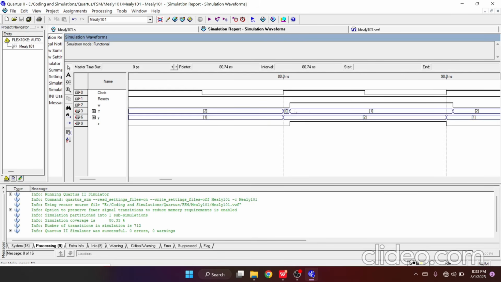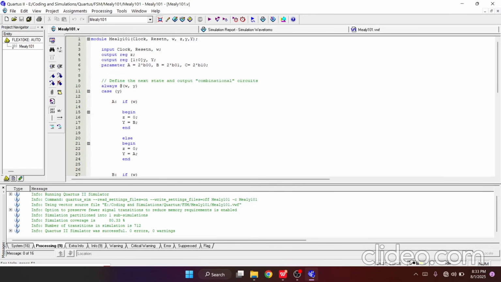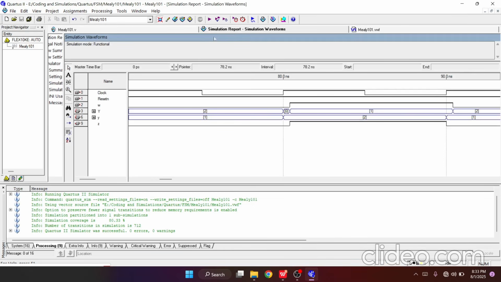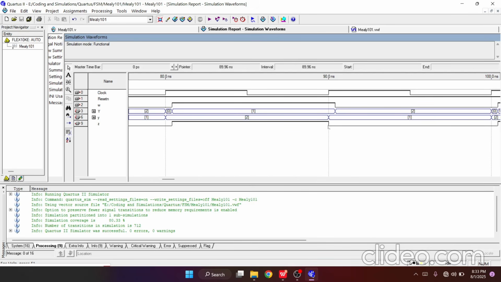Okay, and here also W equals 1, because your code also says so. You should always cross-check with your code. When you are in C state, if you get W equal 1, your Z should become 1 and Y should become B. So this is also happening here. For this time period, capital Y equals B and Z is high, and the Z value drops to 0 at this time, because of what is happening here. Let us analyze this as well.